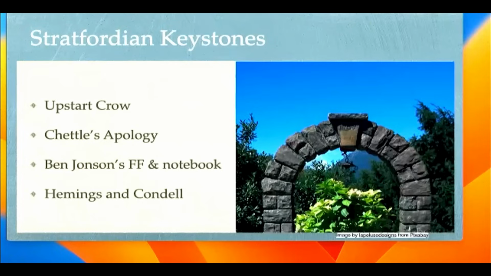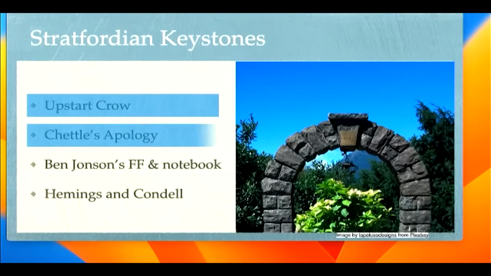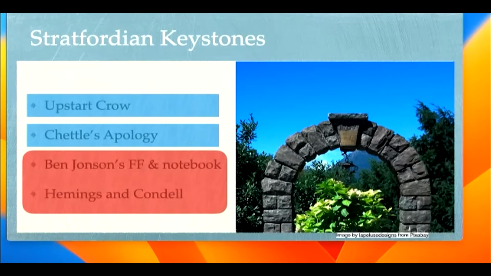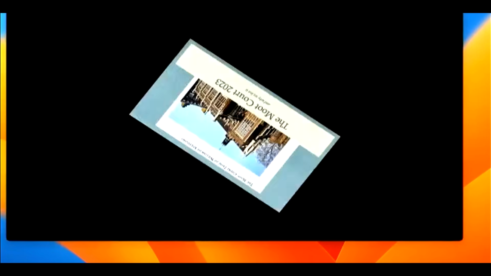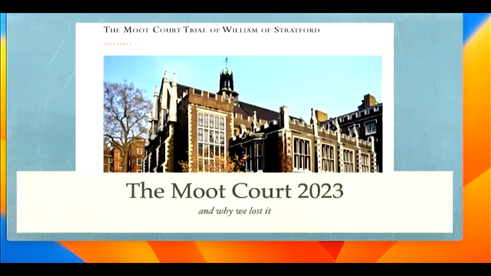So you've already seen Chettle's apology. There have been numerous attempts, even within the Stratfordian scholars, to move that one, and they're very resistant, and the same with the upstart crow. So there have been attempts, but these ones that we're left with are a bit more tricky, and this brings me on to the moot court trial of Shakespeare.